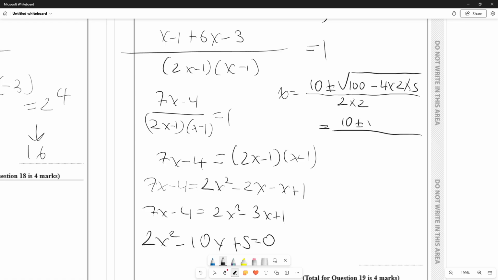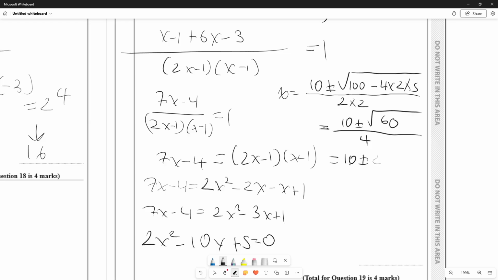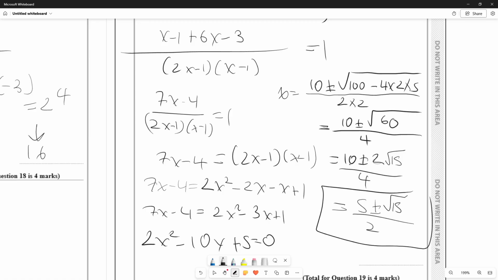10 plus or minus, let's simplify the root: we get 100 minus 4 times 2 times 5, which is 40, so we get the square root of 60 over 4. That's 10 plus or minus the square root of 60, which is the square root of 4 times 15, and the square root of 4 is 2, so 2 root 15 over 4. And that's equal to 5 plus or minus root 15 over 2, which is our answer.